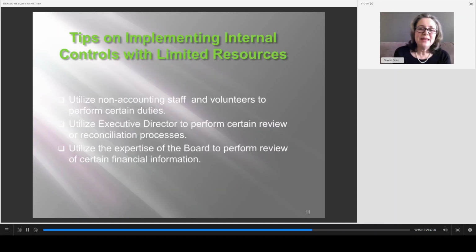Tips on implementing internal controls where you have limited resources. It's important to be creative. So utilize program staff, volunteers, the executive director, or board members for certain functions. Someone once told me, I trust everyone. But as CFO or ED or board member, you can never rely on that trust. Rather, you rely on a strong system of internal controls to protect the organization and keep everyone out of trouble.